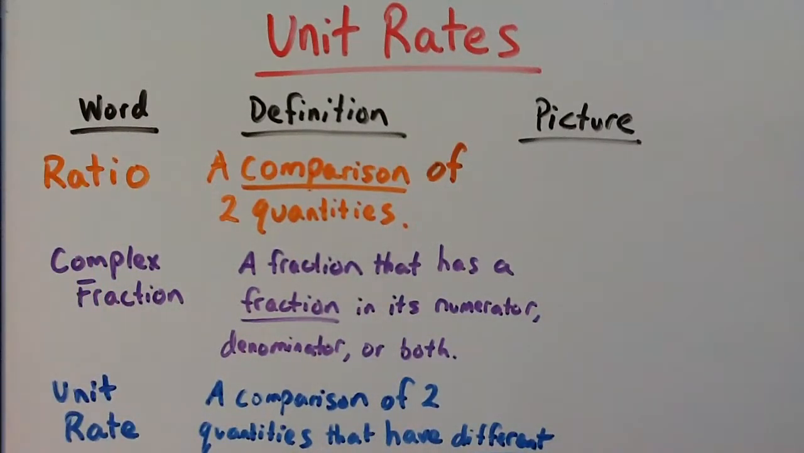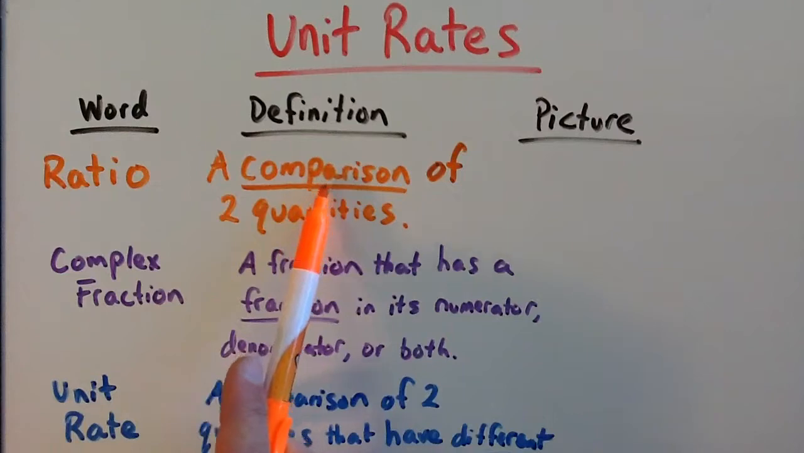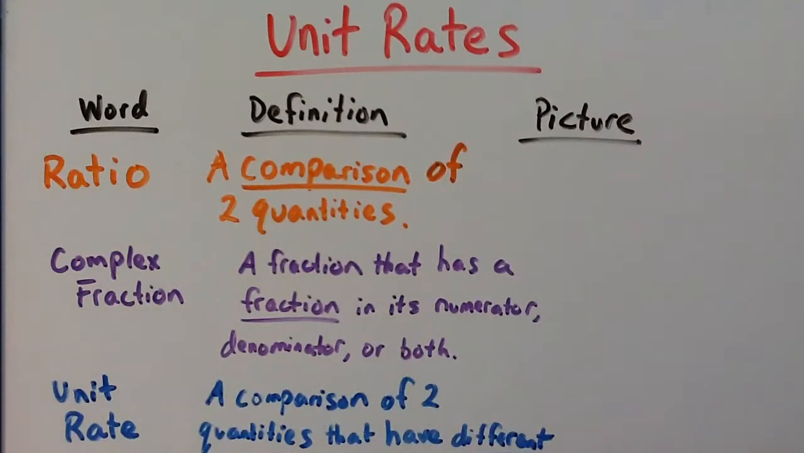What is a ratio? A ratio is a comparison of 2 quantities. You're comparing 2 quantities by division, and those quantities can have either the same or different units. And there are 3 possible ways that we could write a ratio.